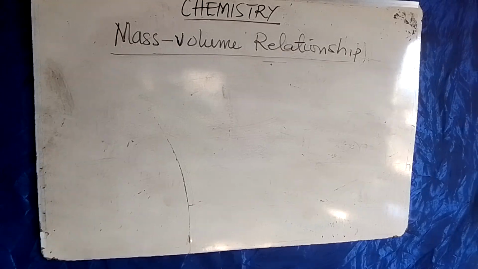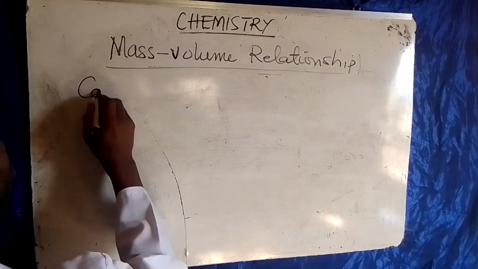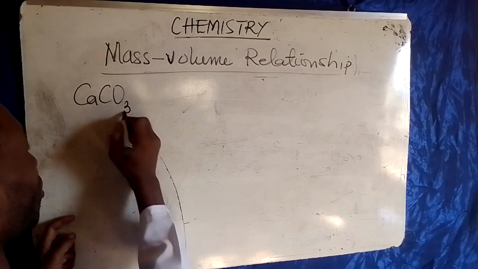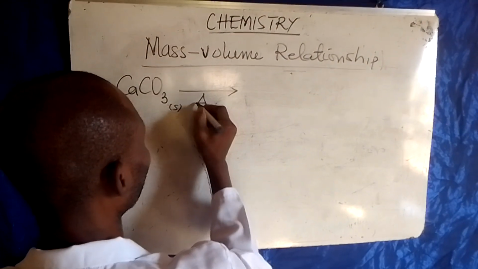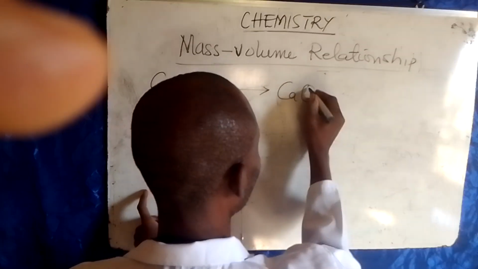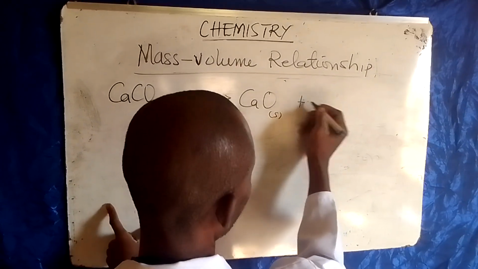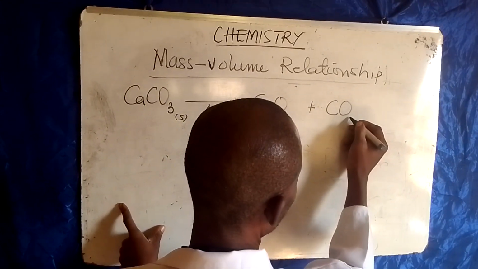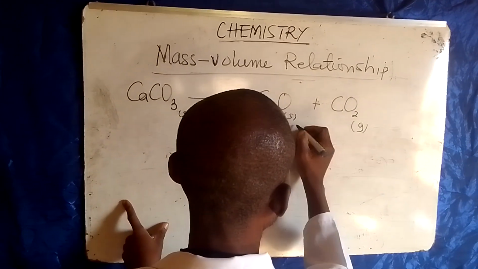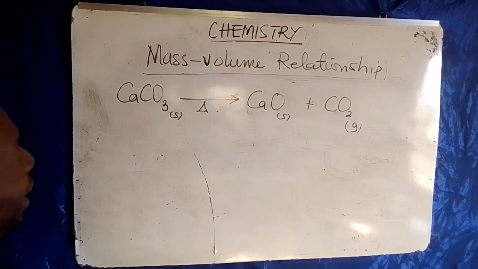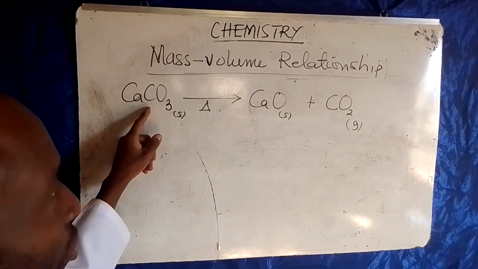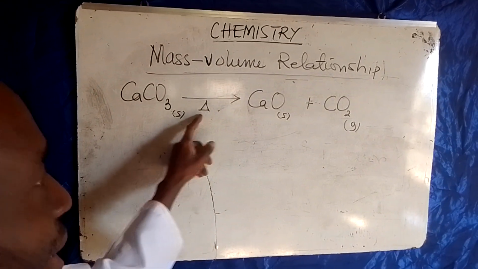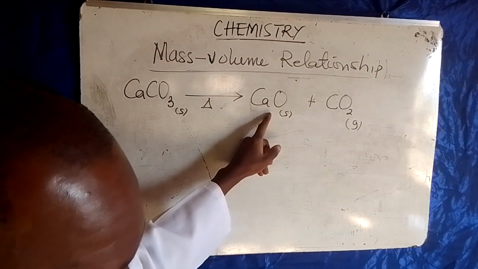So we're talking about calcium trioxocarbonate(IV), which is a solid, and is being heated to produce calcium oxide, which is a solid, and a gas, which is carbon dioxide, is evolved. Okay? And then they are asking you that if 10 grams of this is decomposed by heat, how many grams of this will be produced?